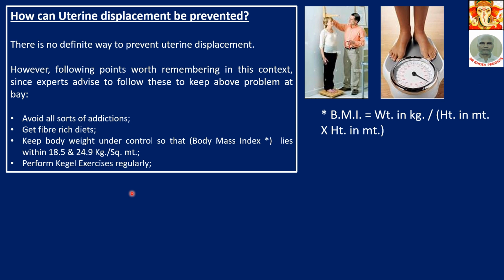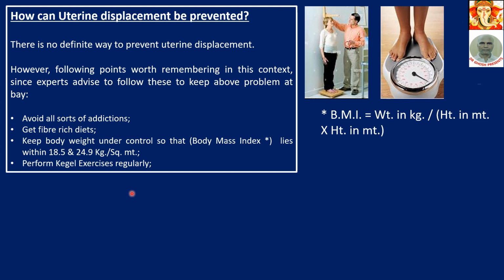Avoid all sorts of addictions. Get fiber-rich diets. Keep body weight under control so that body mass index, in short called BMI, lies in the normal range. On the right hand side is given the formula of BMI: weight in kg divided by height in meter square. By this way, you can calculate the BMI of a person.